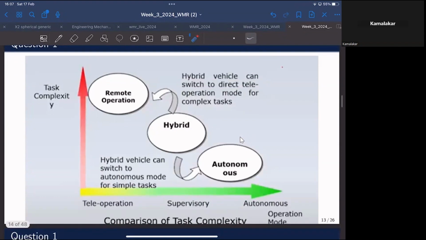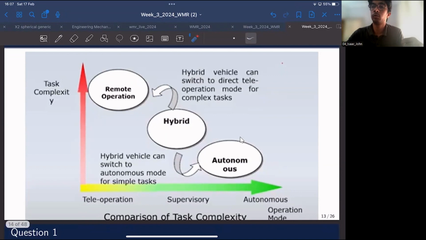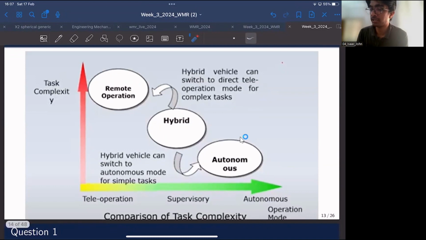The graph actually makes sense, because if you want to know about remote operation, you might have come across surgical robots. Surgical robots are almost mostly operated by the surgeon himself, because we are still not in the right place to fully deploy a robot to do a surgery on its own, because it could be very dangerous. So it's still fully remotely controlled by a surgeon.